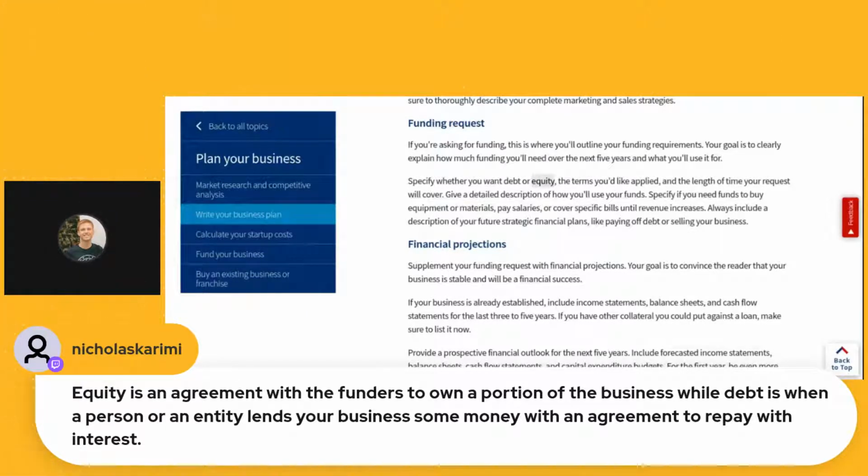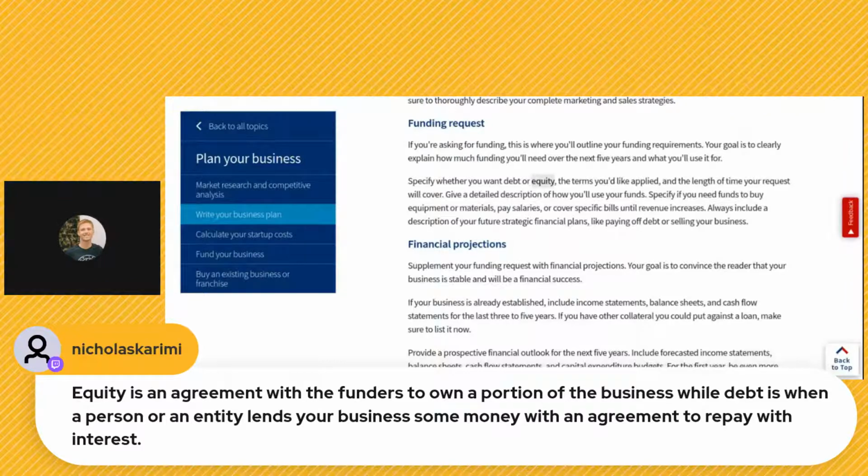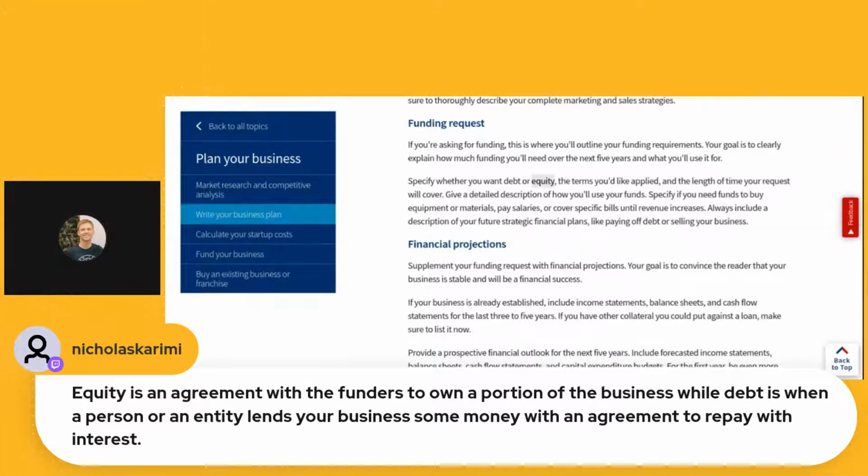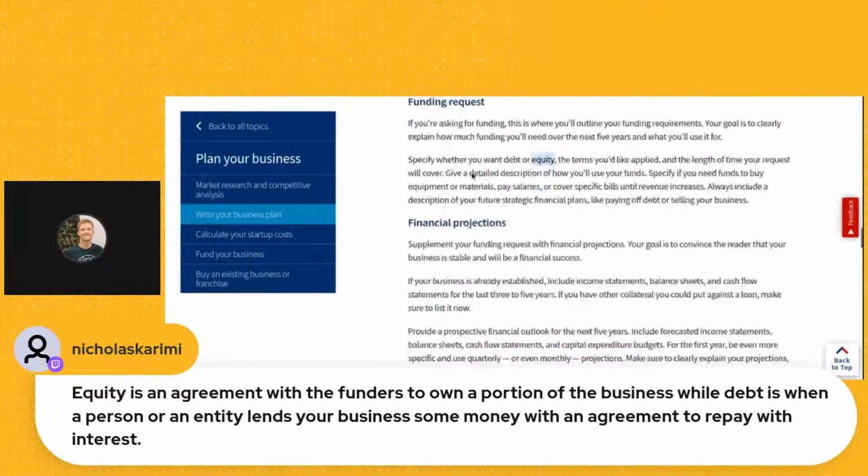A loan equals debt and a stake equals equity. So these are terms that people will use in a negotiation for funding. And you want to understand the difference when you're proposing a funding model for your business. Okay. And it helps to give a detailed description of how you'll use your funds.